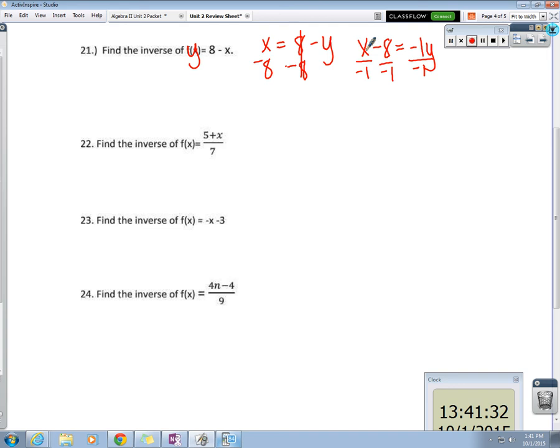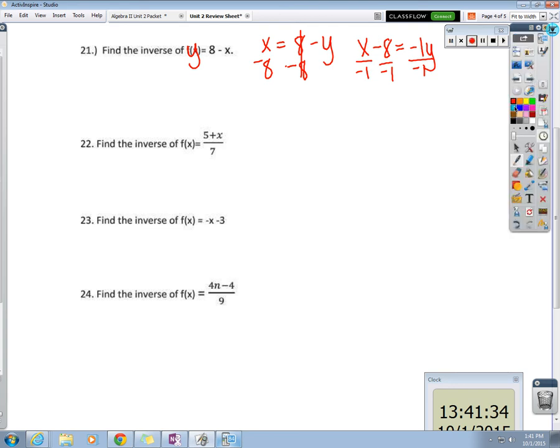So now, what is x divided by negative 1? Negative x. What is negative 8 divided by negative 1? Positive 8. And then over here, what's negative 1 divided by negative 1? Positive 1. But do you really have to write the positive 1 beside the y? Nope. So you're done. Okay, can I erase that now?